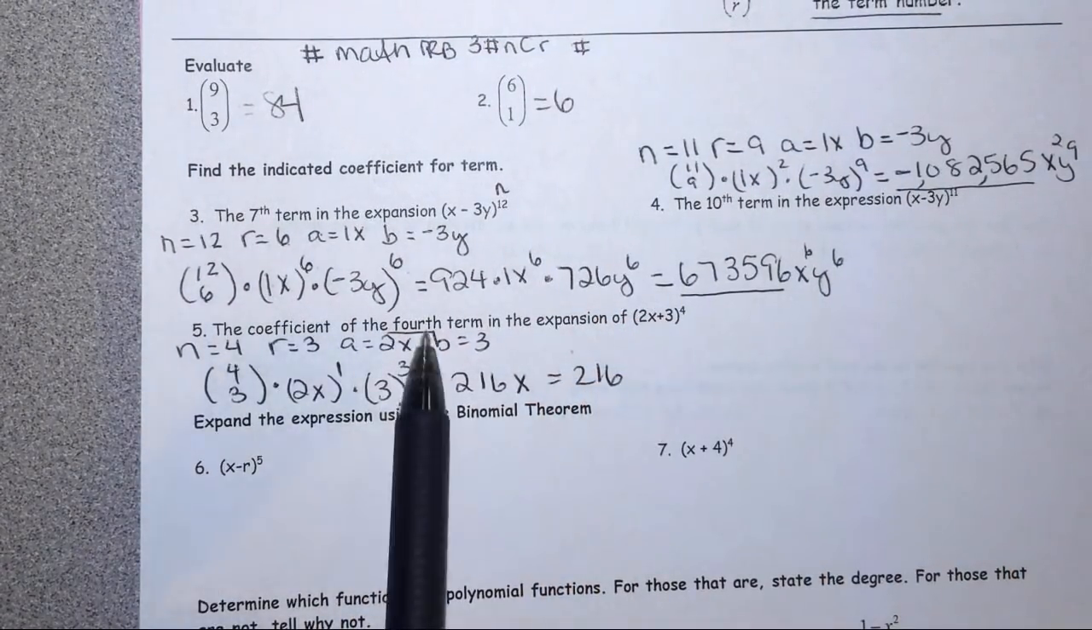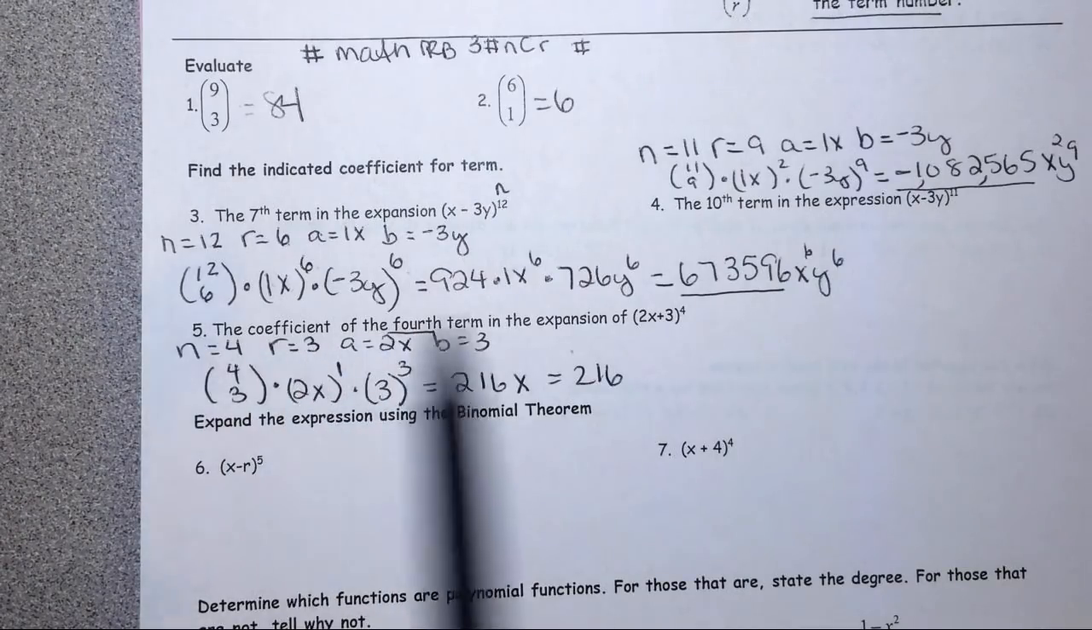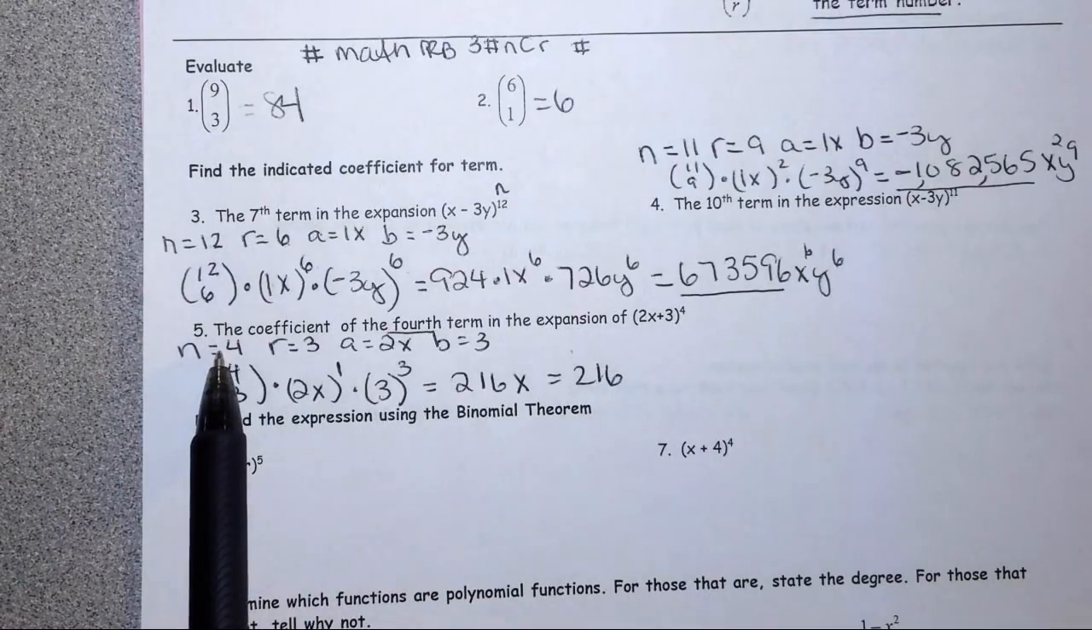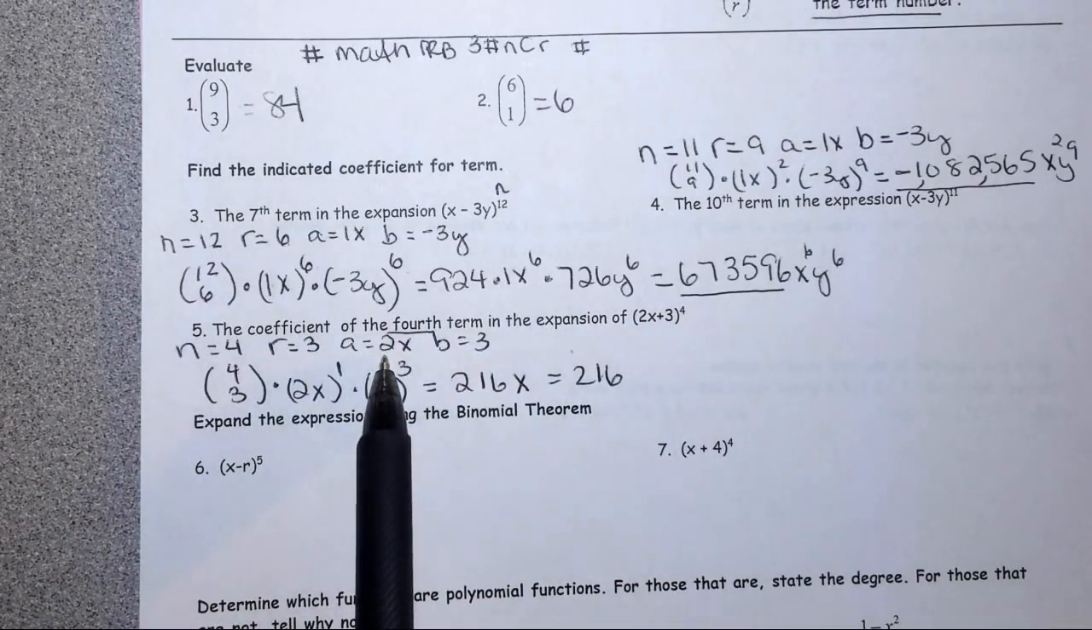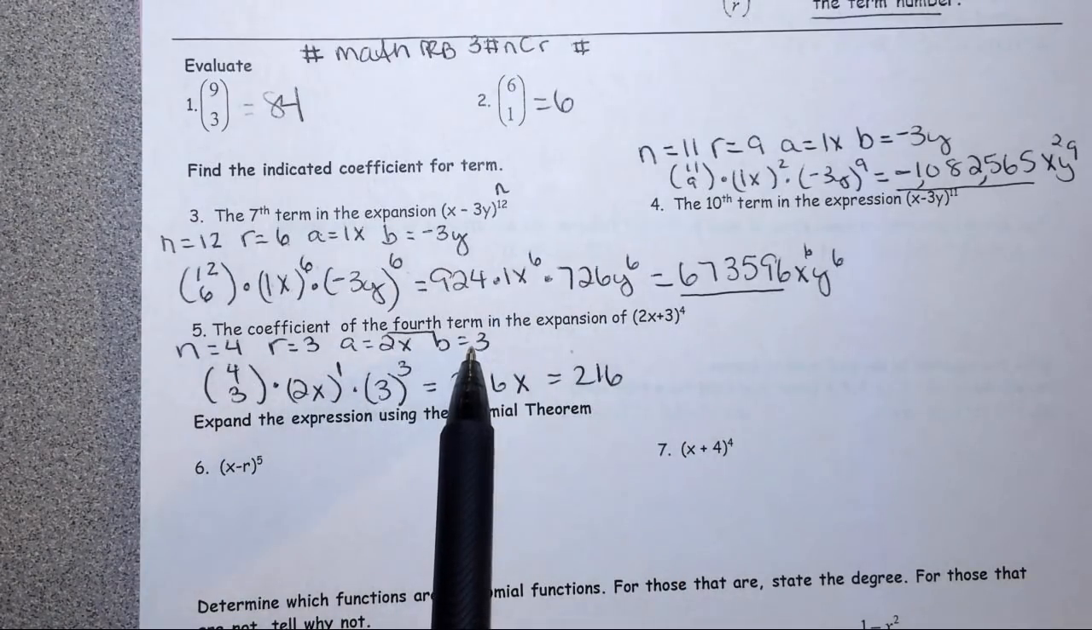So again, they asked for the fourth term. That means that r is 3, 1 less. The power outside the parentheses was 4, so n is 4. The first term is 2x, so a is 2x. Your second term is 3, so b is 3.